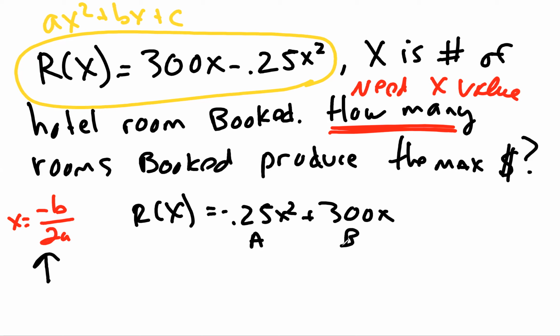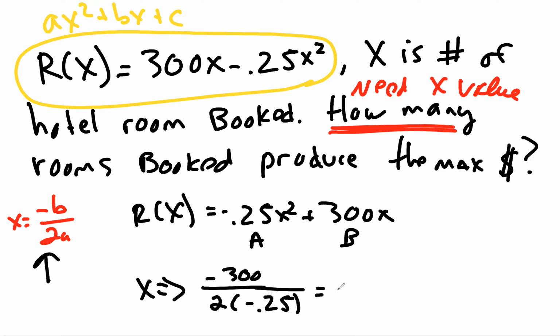And so since I only need this x value, I know that this is my a and this is my b. And so I'm going to say, okay, well, x is going to equal, and I will take the opposite of my b. My b is a positive 300, so the opposite of that is a negative 300. I will divide it by the number 2 times the value of my a, which is negative 0.25. So now I have an equation that I can actually evaluate.